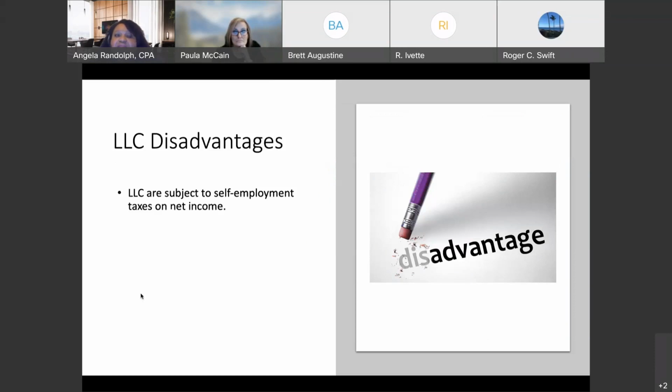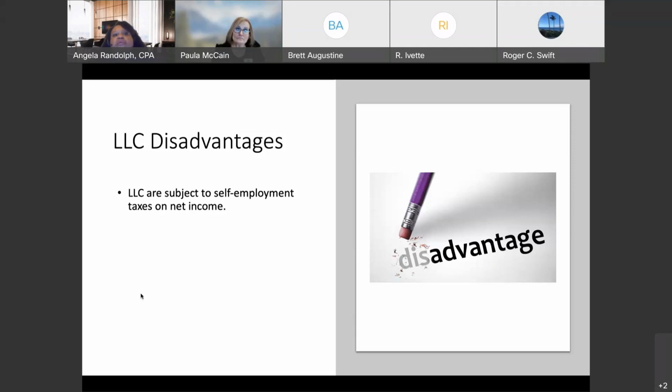LLCs are subject to self-employment taxes on net income. Okay, now I say this is a disadvantage when you begin to make money, right? Because in the beginning, as your business gets off the ground, it's normal for you to have losses the first couple of years as you're funding the business and you're making expenses. You're spending money to get the business up and running. So if there's no profit, then there's no taxes. There's no federal tax, there's no self-employment tax.